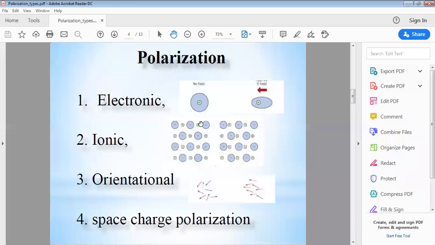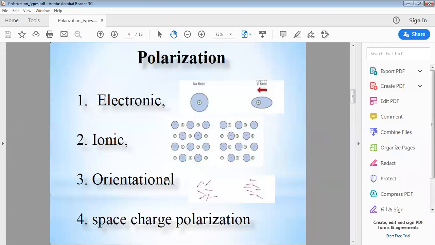Okay, so the ionic polarization, you know, ionic materials, for example, sodium chloride, in which sodium is a positively charged ion and chlorine is a negatively charged ion. When you apply an electric field, the ions will move. Apart from the atoms, the ions themselves will move. So that is called ionic polarization.